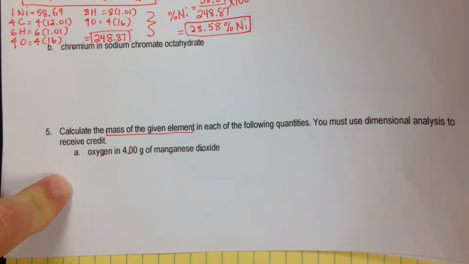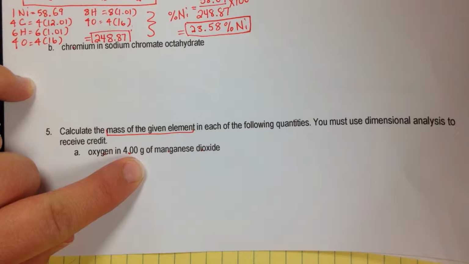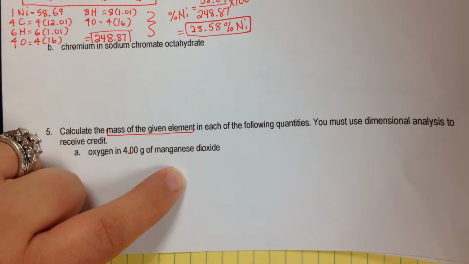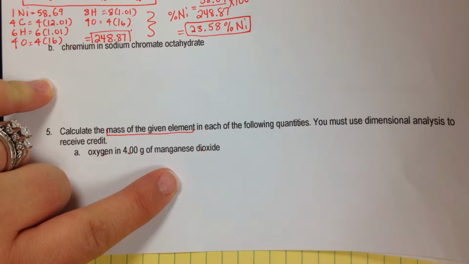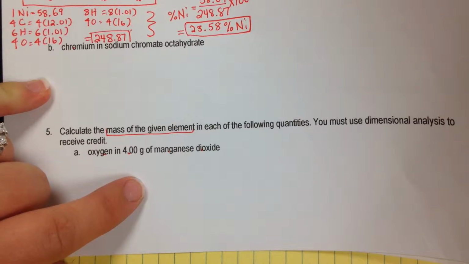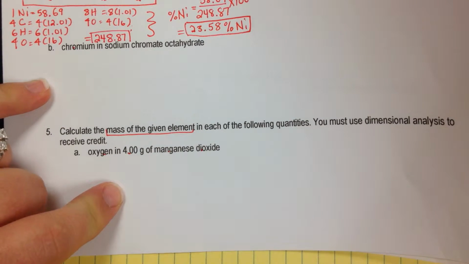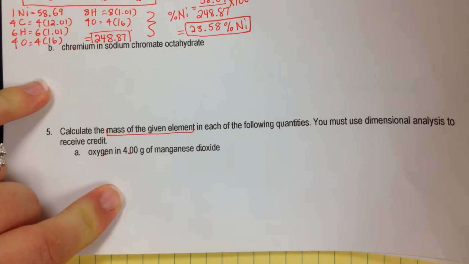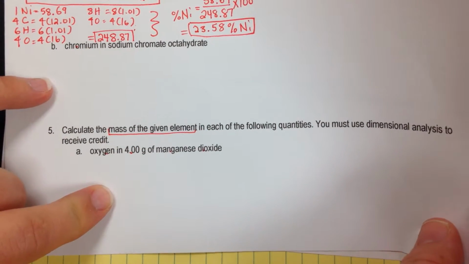So we can use our percentage composition to isolate exactly how much oxygen is made up in 4 grams. If we find the percentage that oxygen exists in manganese dioxide just as a percentage, we can apply that percentage to 4 grams, and that percentage should match the amount of grams of oxygen. So let's write a successful formula.